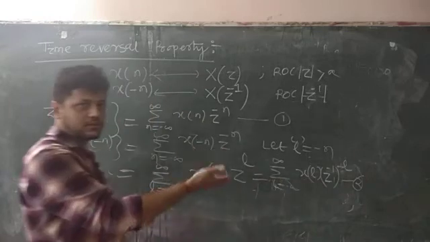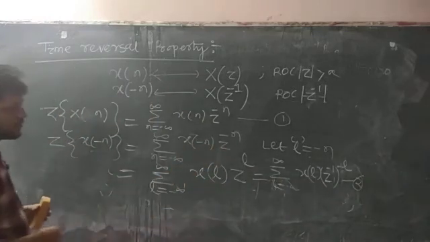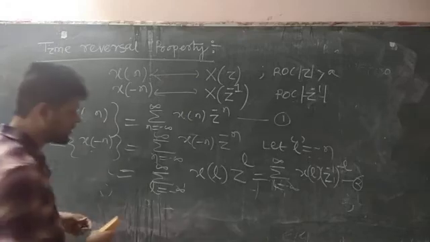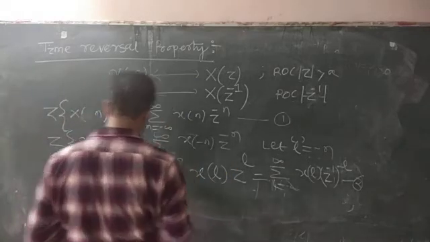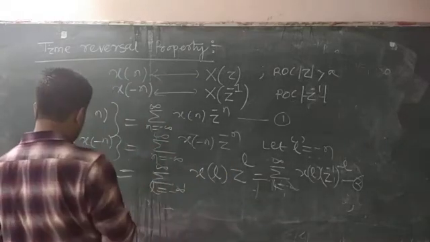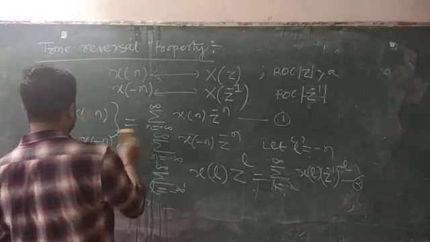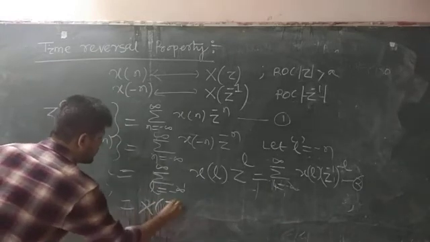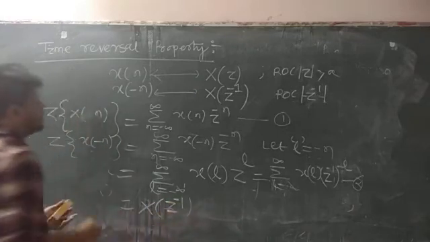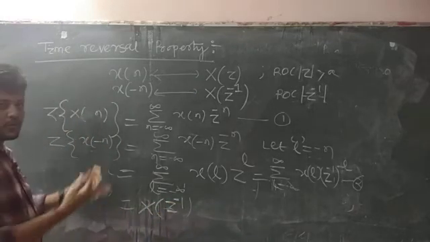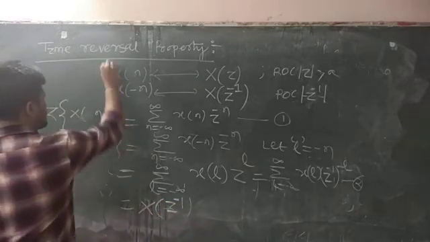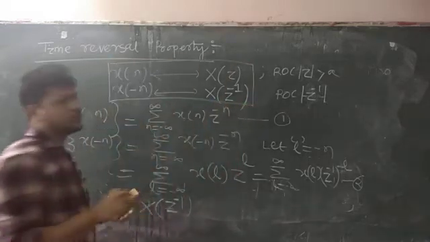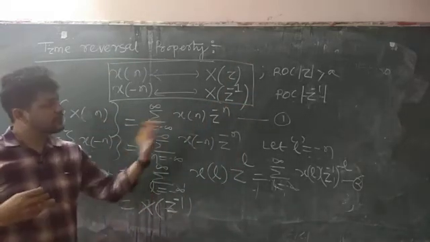So that's why this is the Z transform of x of minus n. So now we can write here, this is the Z transform of x of minus n, which is equal to X of Z inverse. So this is how you can prove the time reversal property, but you have to remember this: time domain reversal leads to inverse in Z domain.